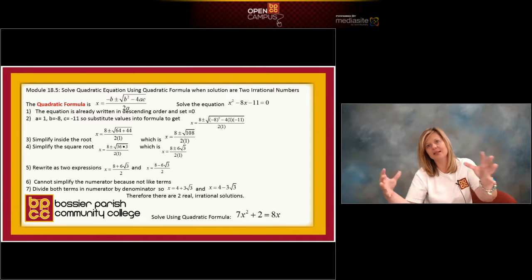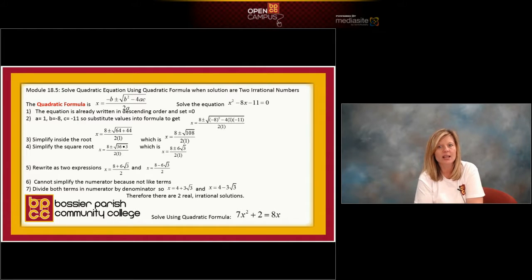Now we know to work inside the root. So the first thing we're going to do inside the square root is square negative 8. Negative 8 times negative 8 is positive 64. Then we're going to multiply negative 4 times 1, which is negative 4, and then multiply that by negative 11. A negative times a negative makes a positive, and 4 times 11 makes positive 44. We still have two numbers inside the square root, so now we're going to add them up. And 64 plus 44 is 108. So now our equation is x equals 8 plus or minus the square root of 108, divided by 2 times 1.